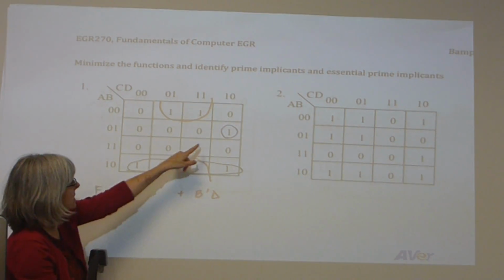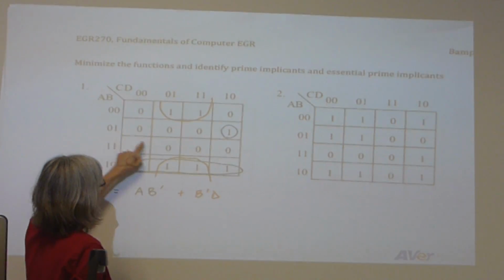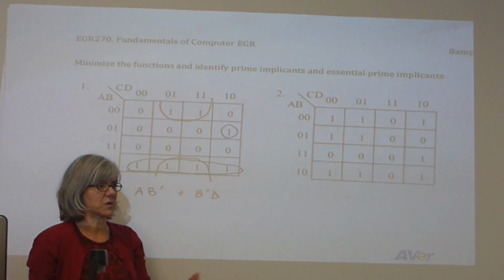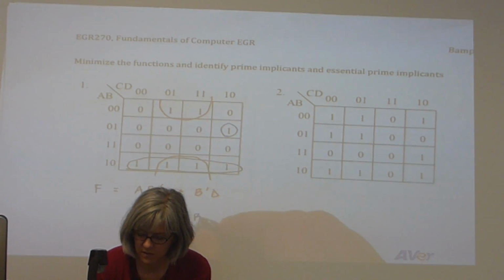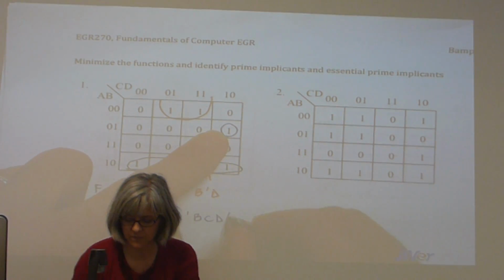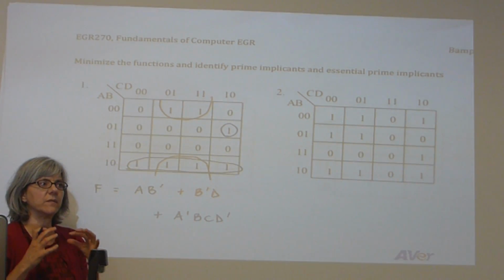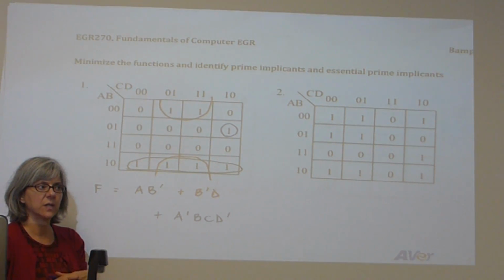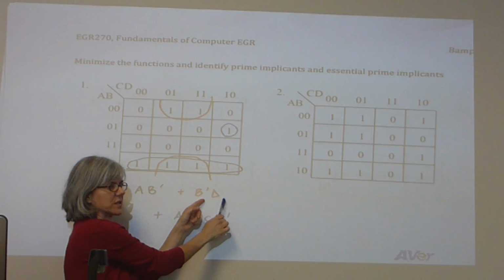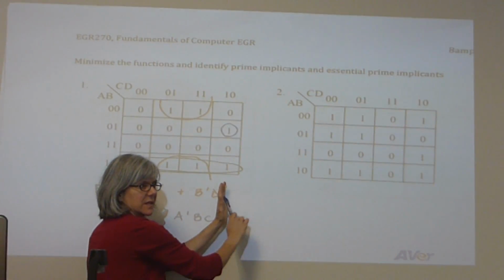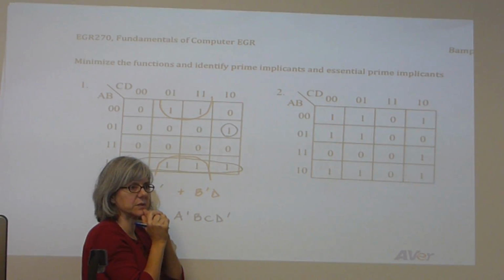And then lastly, what about this one? It's A prime, B, C, D prime. There's nothing you can do about that. So plus A prime B C D prime. Again, the expression you're writing for the circle is for the variables that do not change. The ones that do change, all 4 combinations of those are going to add or OR to 1. That's why we don't need to include them.